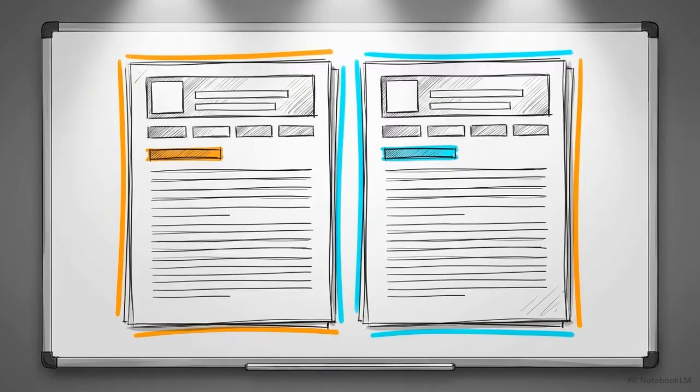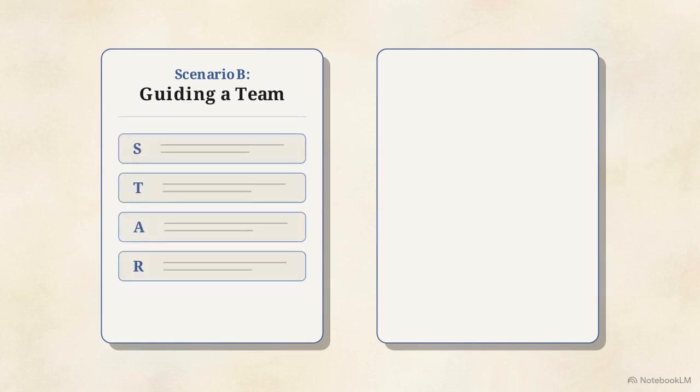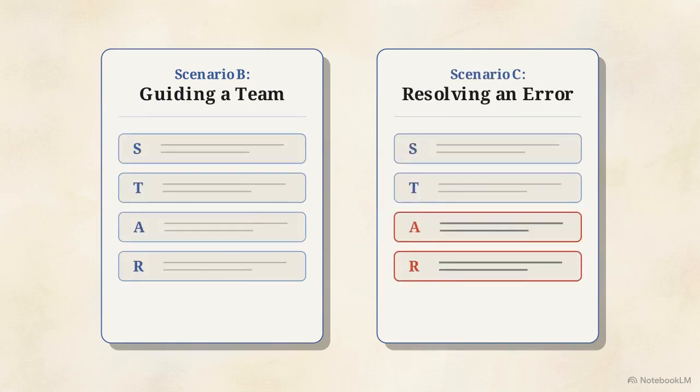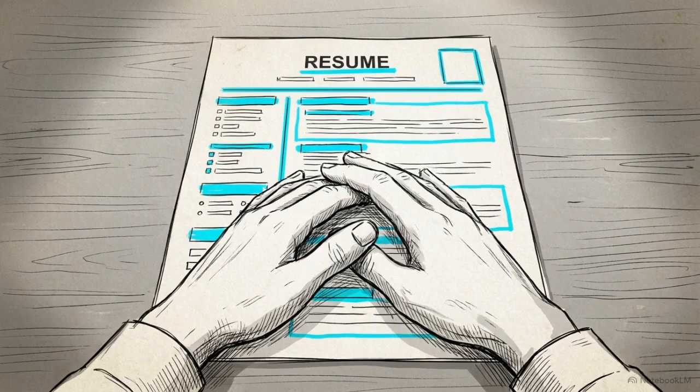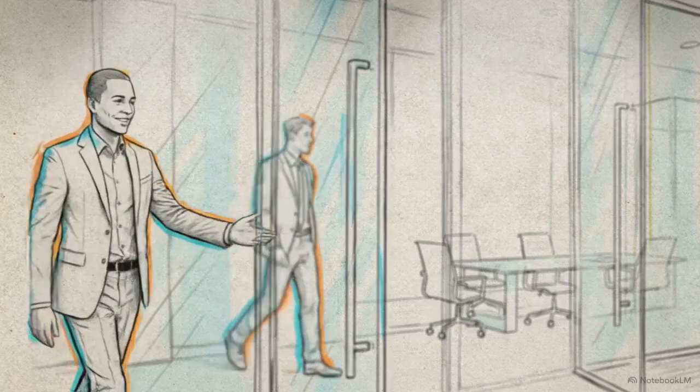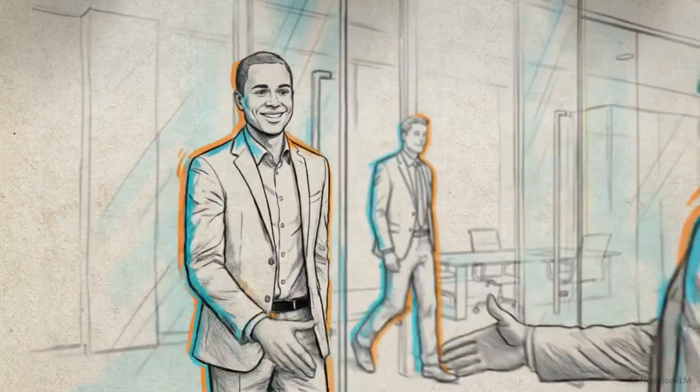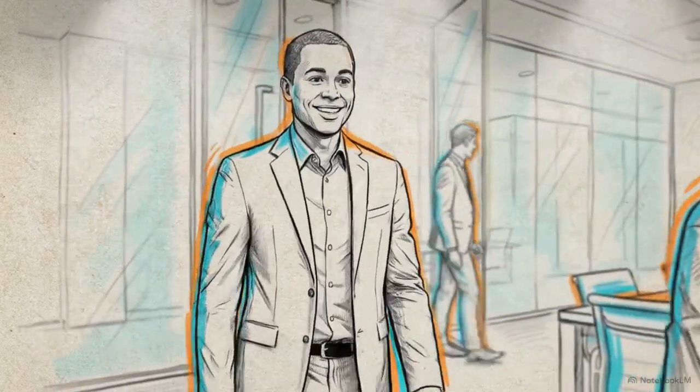Now, apply this same process to 2 more scenarios, one where you displayed leadership and another where you handled a professional mistake. A structured approach to your history reduces the variables during a high-stakes conversation. When you know how to frame your past experiences, you can walk into the room focused on your value.